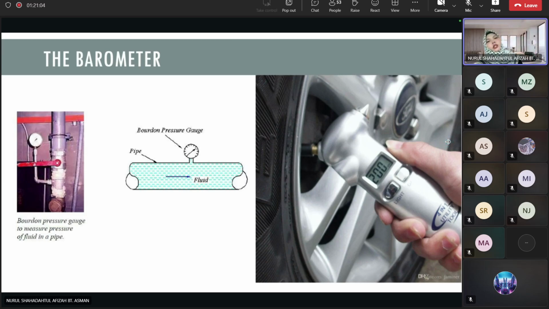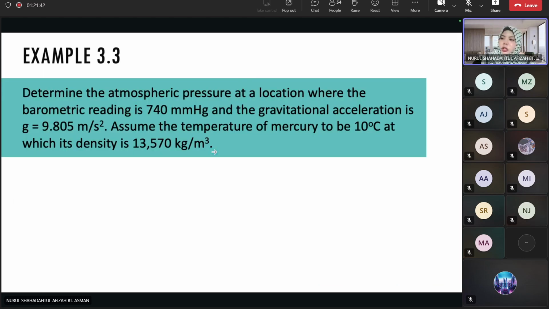So the video should be the application, actually studying how the parameter works. So this is the other example. On the right is the Bourdon pressure gauge. So on the left is the Bourdon pressure gauge, used to measure the pressure of fluid in the pipes. This is the Bourdon pressure gauge, so you can see how much pressure the water in this pipe has. So we continue with the next example.